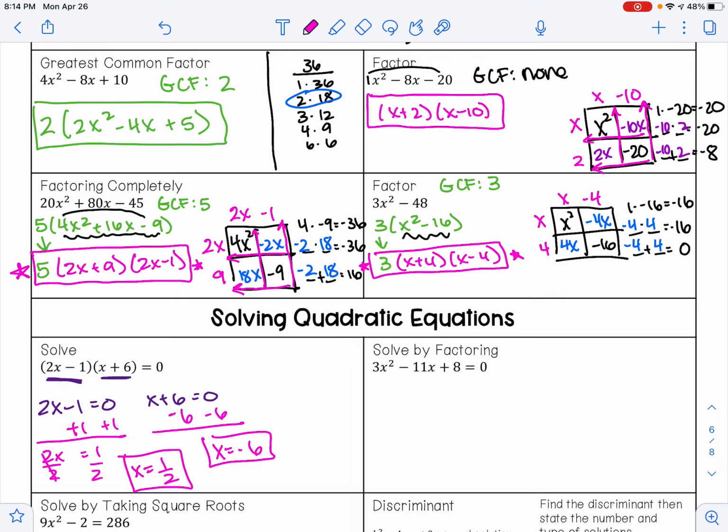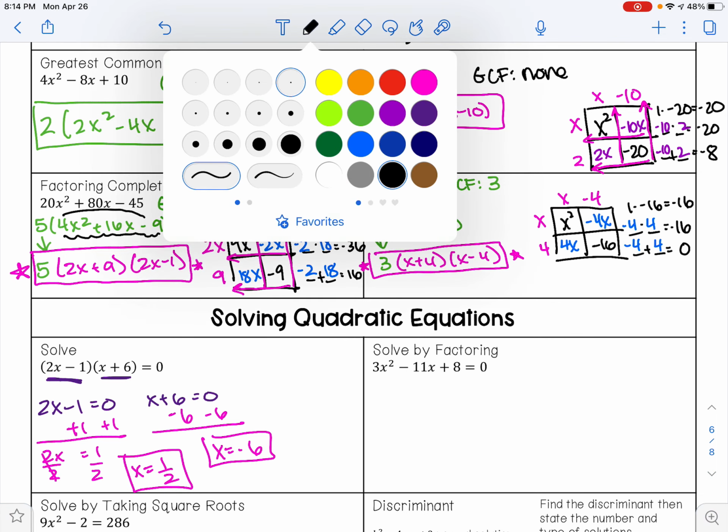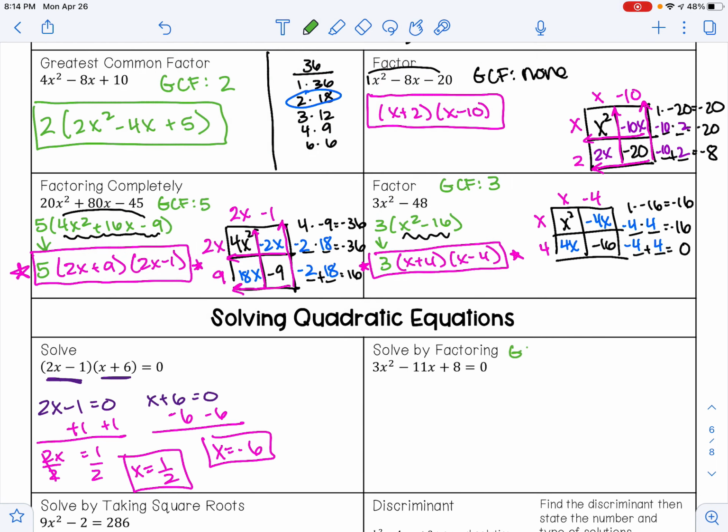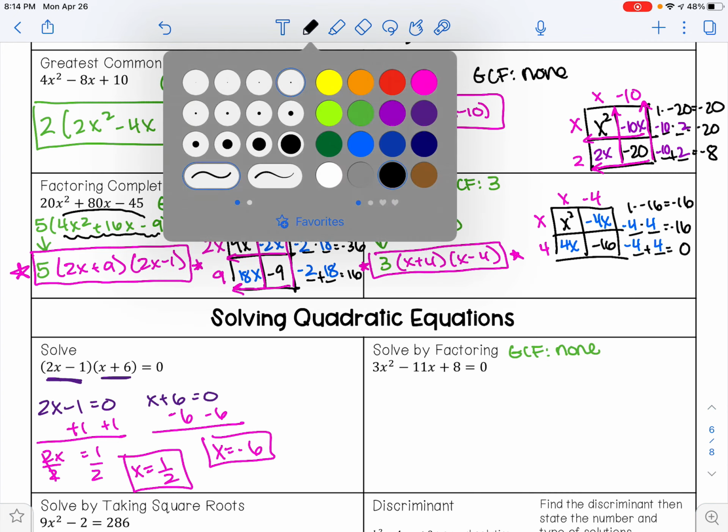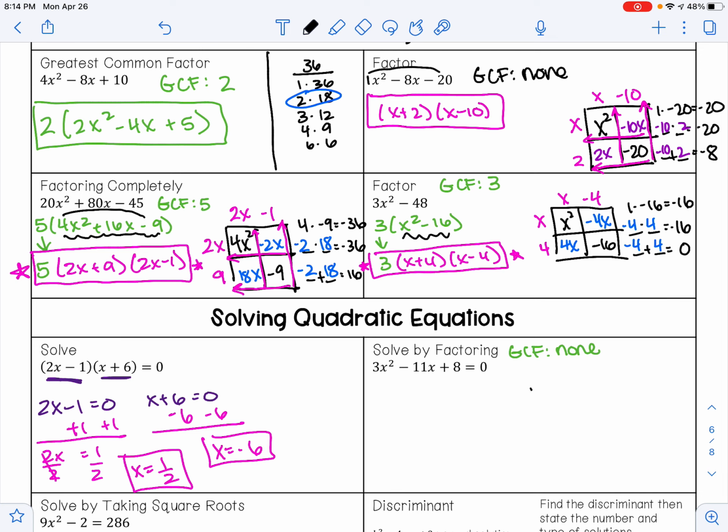Next we have solve by factoring. We have 3x squared minus 11x plus 8 equals 0. Well, my first step is going to be to look for a greatest common factor. And in this example, I do not have one. So then I am going to go straight to the area model. First term goes in the first box, last term goes in the last box. You always want to multiply your first number by your last number.